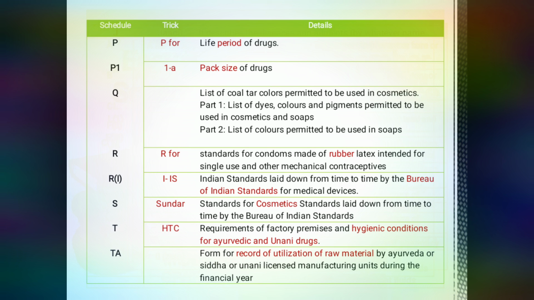Schedule S is for, S stands for cosmetic. You can remember this like S, Sundar, right? And for appearing Sundar, for appearing beautiful, what is required? Cosmetics. So schedule S is about standards for cosmetic laid down time to time by Bureau of Indian Standards.